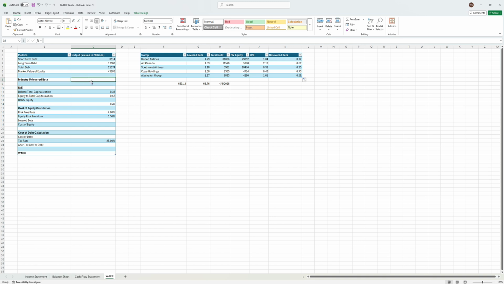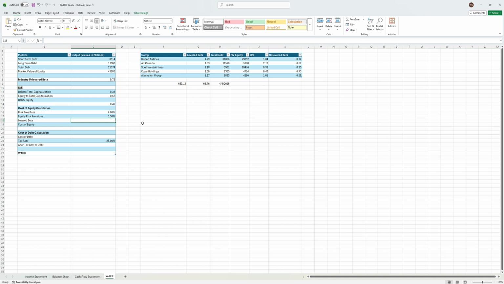And then all we're going to do is come over here and use the median, and we're going to do that right there to find our median industry unlevered beta. Put it out to 2 decimals for that. So it actually comes out to 0.72. That is our median industry unlevered beta. And now basically what we're going to do is relever this beta to Delta's financials to get our levered beta for our cost of equity calculation.